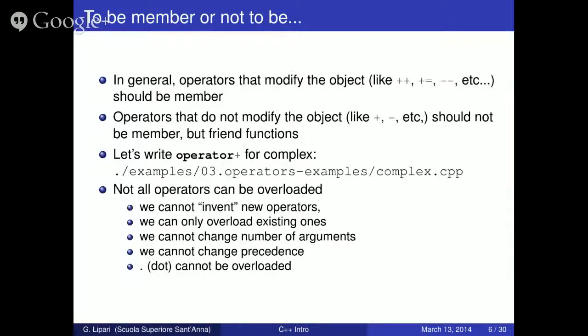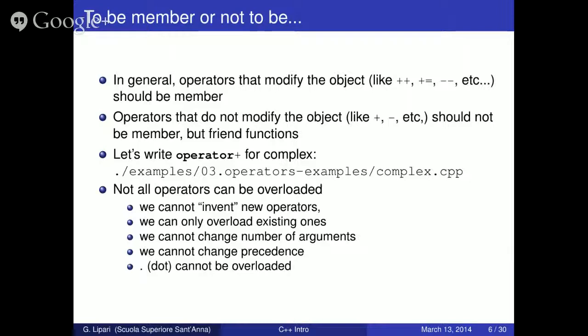Okay? You cannot change the number of arguments, of course. You can only specify their types, but you cannot change the number of arguments. You cannot change precedence. Precedence isn't going to work as usual. So, for example, the star, which is the multiplication, has always precedence over plus. And this happens in all cases, so you cannot change this fact. Okay? Also, the dot is a sort of operator because it's used for accessing a function into a class, and this cannot be overloaded.